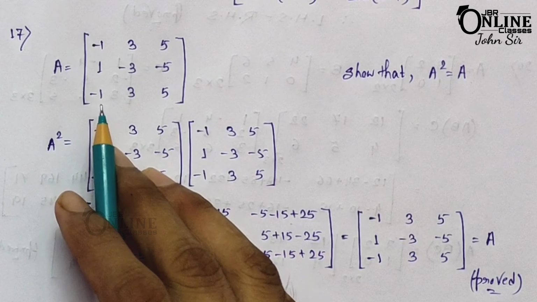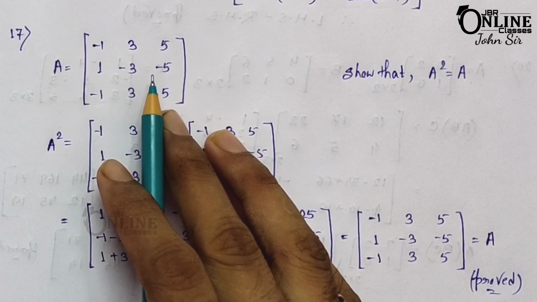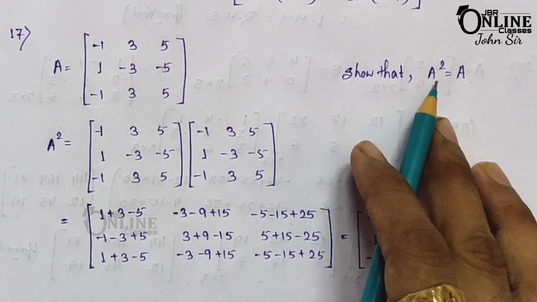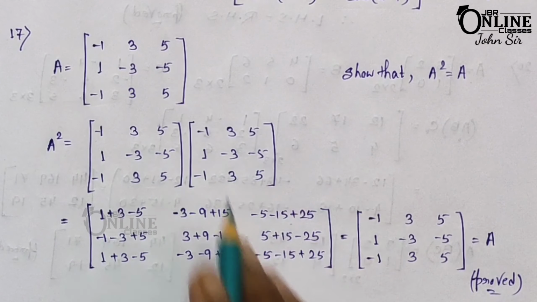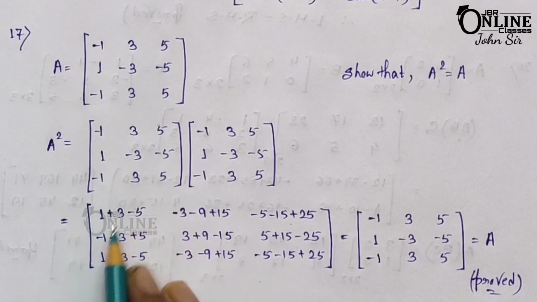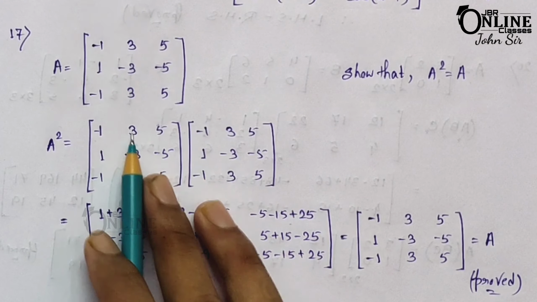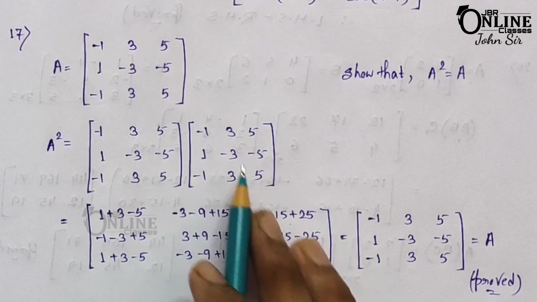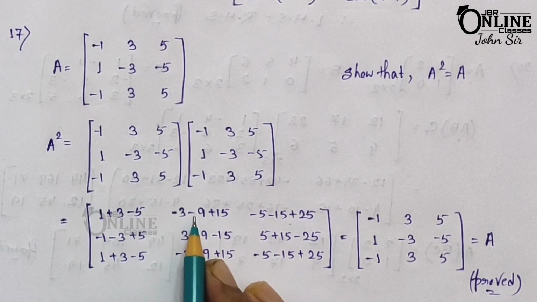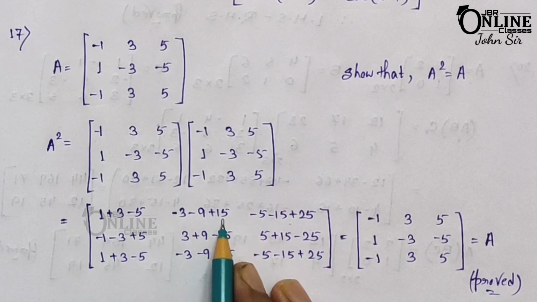Now next, sum number 17. If A equals this matrix, then show that A square equals A. So first you have to find A square. So multiply this matrix with itself. So here minus 1 into 1, then 1 into 3, 3, and minus 1 into 5, it's minus 5. Then 3 into minus 1, minus 3, minus 3 into 3, minus 9, 3 into 5, 15.